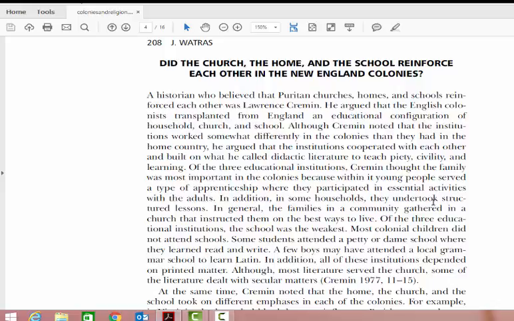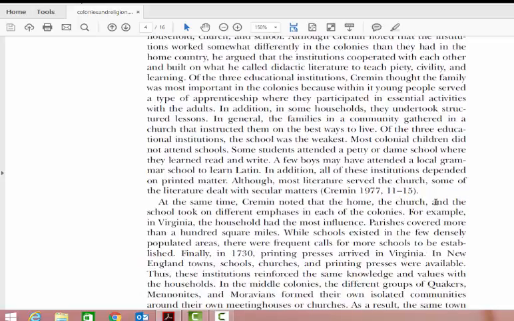Cremin thought the family was the most important in the colonies. Church had instructed them on the best ways to live. The family was it. School was the weakest. So it really went family, church, and then school. Some students attended a petty or a dame school. There were also Latin grammar schools to teach people Latin. But for the most part, in the Puritan faith, going to church was second to family. So family was the number one agent in these local Puritan areas.